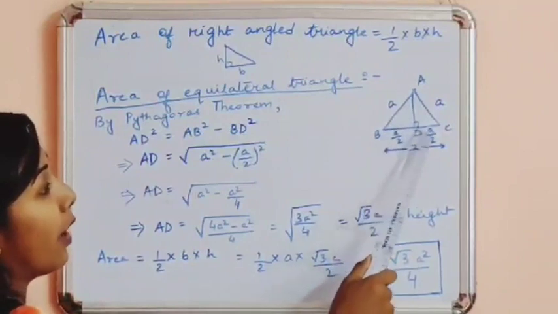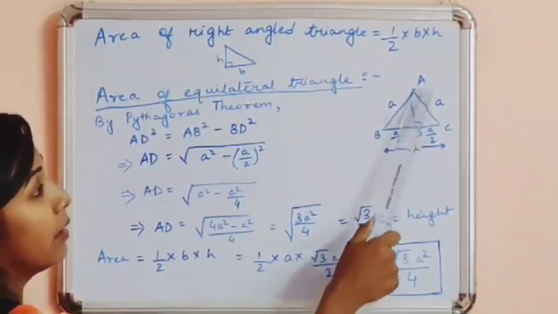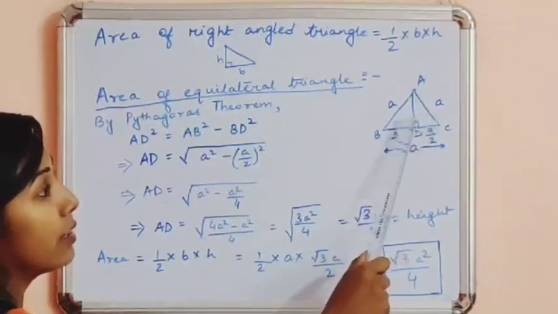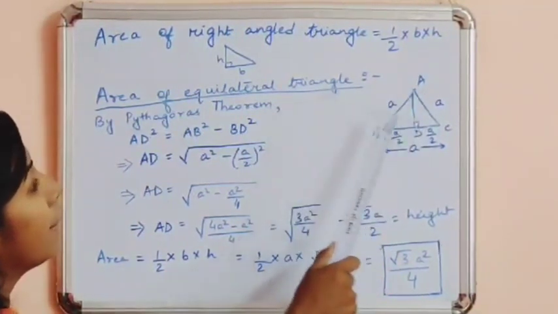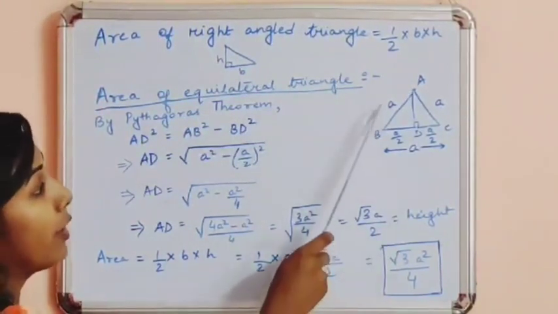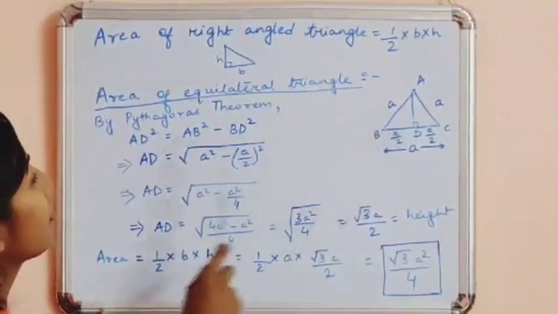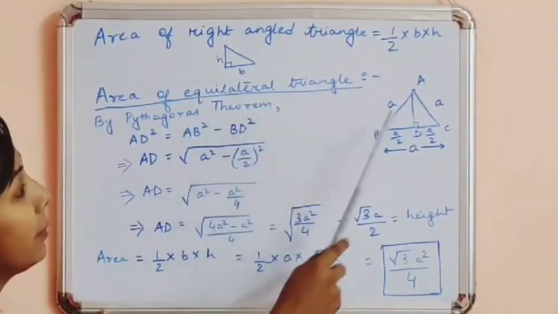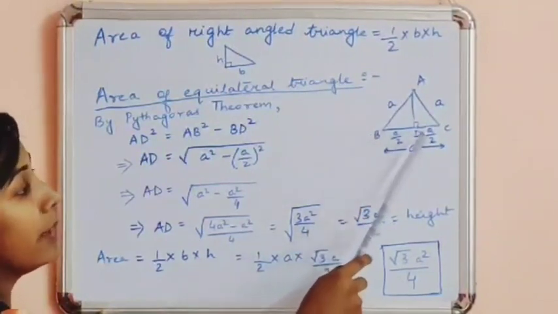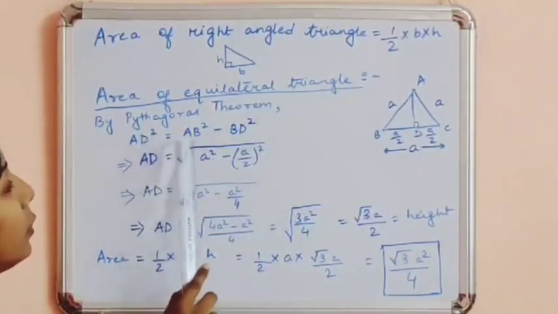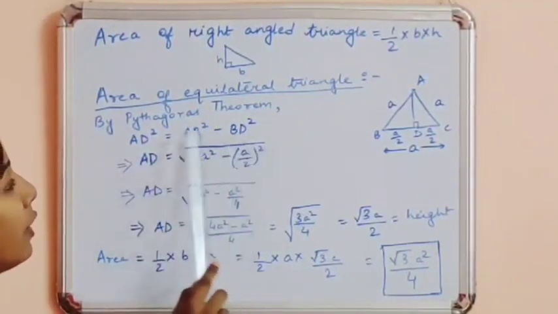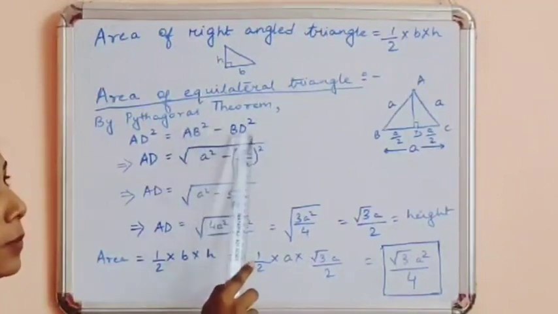So if we take one of the triangles from here, this line has divided triangle ABC into two equal triangles. If we take any one of the triangles, by using Pythagoras theorem, we can always find out the third side because we already have the first and the second side. So by using Pythagoras theorem, AD square is equal to AB square minus BD square. So AD is square root of AB square minus BD square.